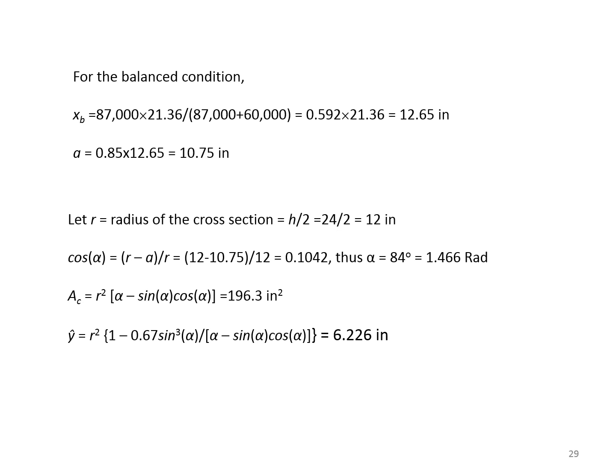Using the equations given before for computing Ac and y bar, we compute these parameters. Notice that radius r is equal to 12 inches, that's h over 2, and based on that we find cosine alpha. Alpha is equal to 84 degrees, but remember that we must use radians. So alpha is equal to 1.466 radians. Therefore, Ac turns out to be equal to 196.3 square inches, and y bar is equal to 6.226 inches.